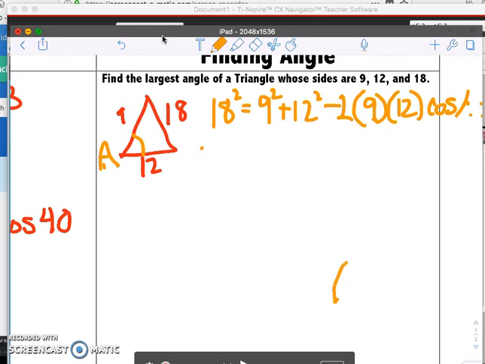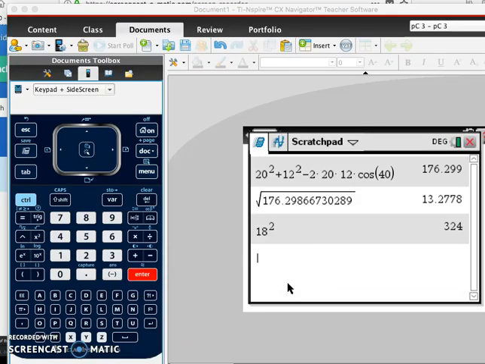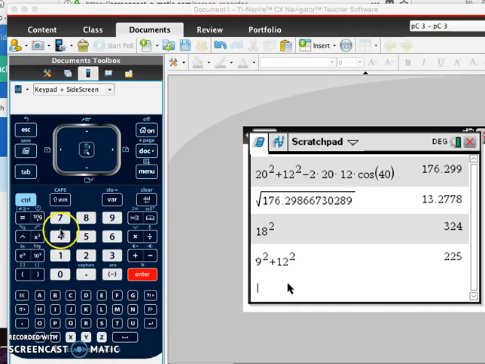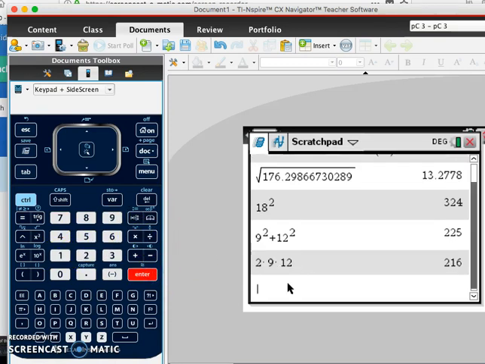So this first chunk was 324. The next part that we're going to type in together, it's like solving an equation. We can't type this all in because we have multiplications. We're going to chunk this together and this next part together. So let's see what's 9 squared plus 12 squared. So we have 225. Equal sign, 225 minus, what's 2 times 9 times 12? 216.